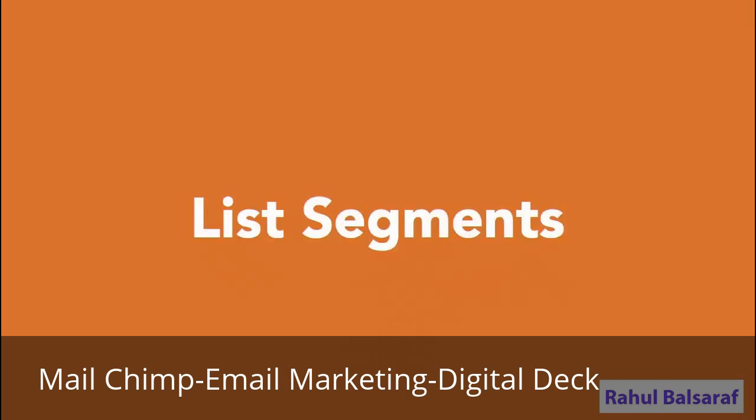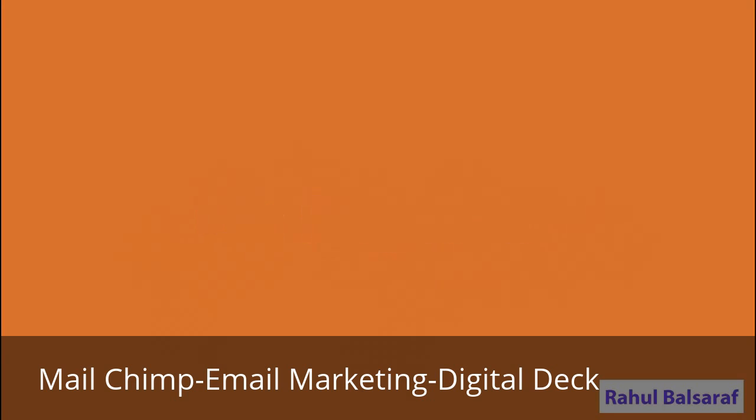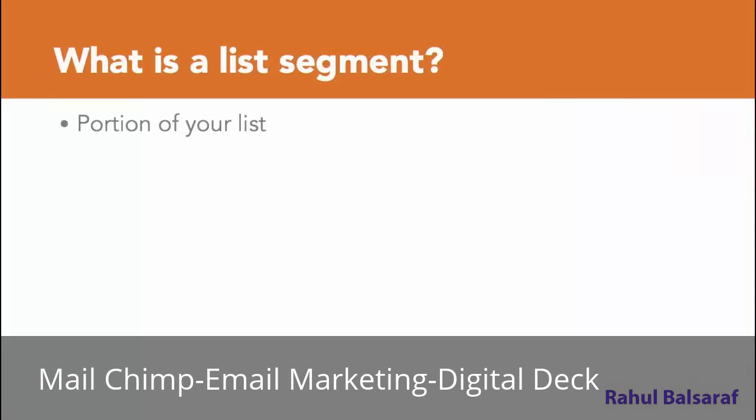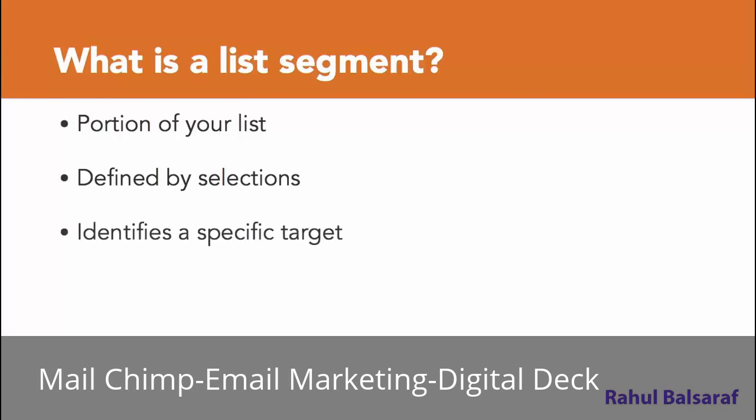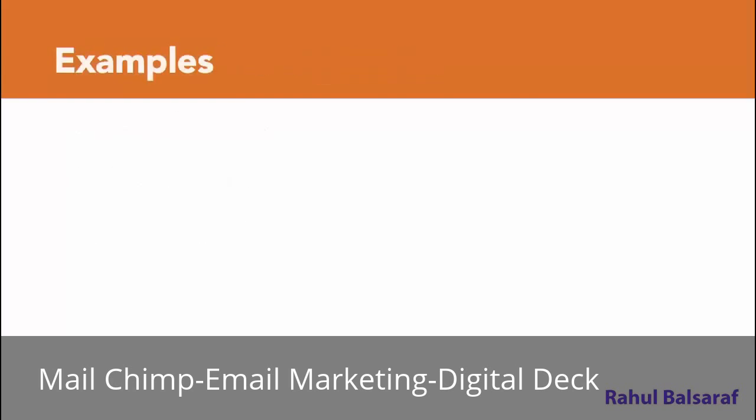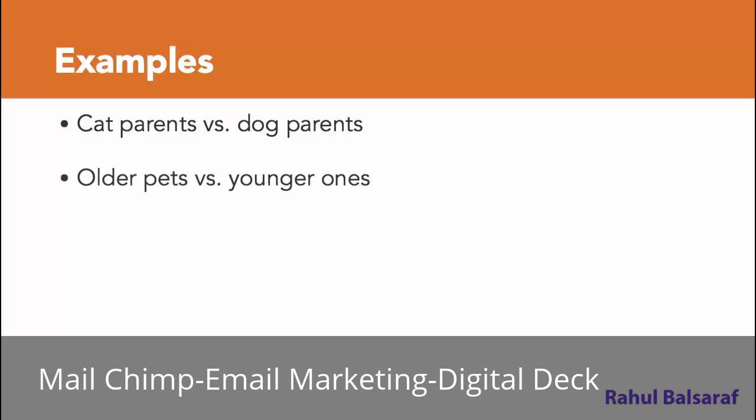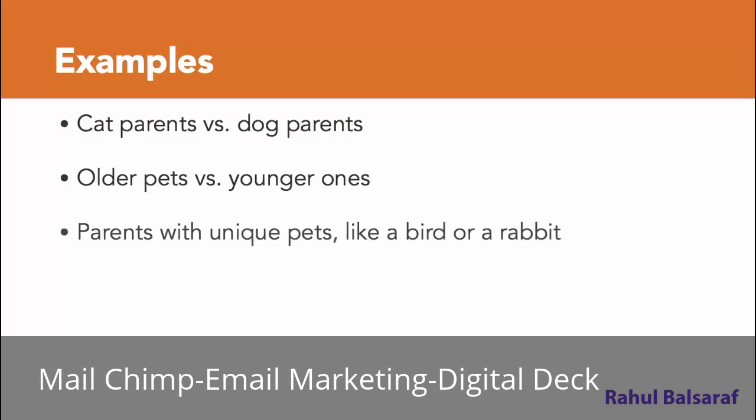Any MailChimp list can be segmented to target specific customers. A segment is a portion of your list that includes only subscribers that match your specific target criteria. You can define multiple segments in your list depending on the messages you are sending. Some examples of segments that may be useful using our Wisdom Pets office are subscribers with cats versus dogs, or subscribers with older pets versus younger ones, subscribers with non-traditional pets like snakes, birds, rabbits, and salamanders.